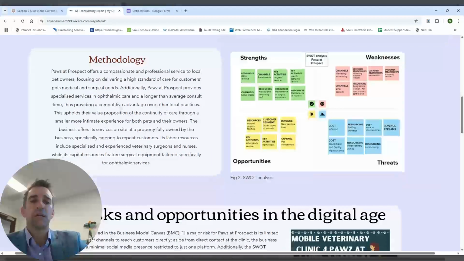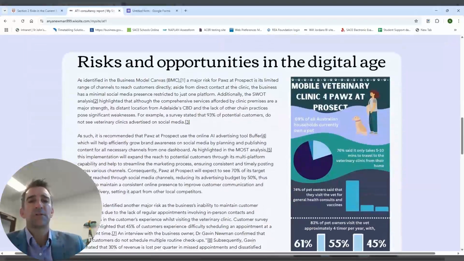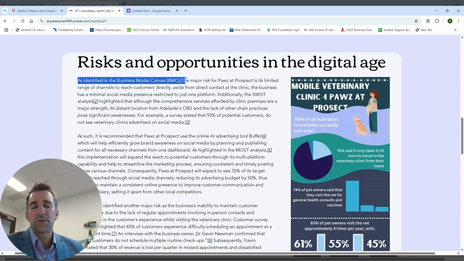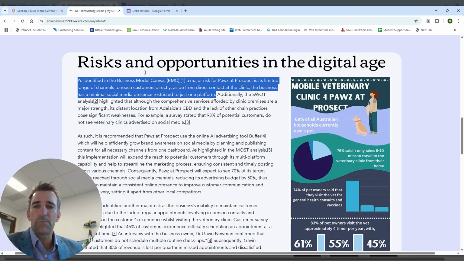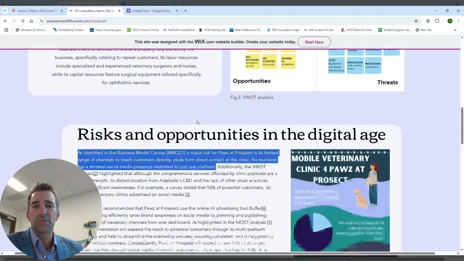Now, if we scroll down a little bit further, this is the risk and opportunities section. So we can see in Anya's case, what we have is a direct reference in the first line to the business model canvas. What this student has said is, as identified in the business model canvas, a major risk for Pause at Prospect is its limited range of channels to reach customers directly. Aside from direct contact with the clinic, the business has a minimal social media presence restricted to just one platform. So we've got to point to the channels section of the business model canvas.